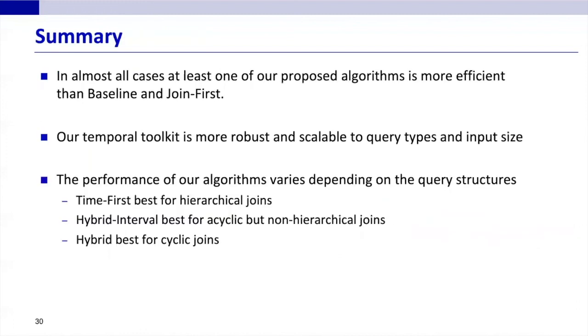In summary, baseline and join first run efficiently in some special cases, such as a small number of intermediate results or small datasets with a small number of non-temporal join results. However, in almost all cases, our new proposed algorithms run much faster and use less memory than the baseline and join first algorithms. Overall, our temporal toolkit is more robust and scalable to query types and input size.